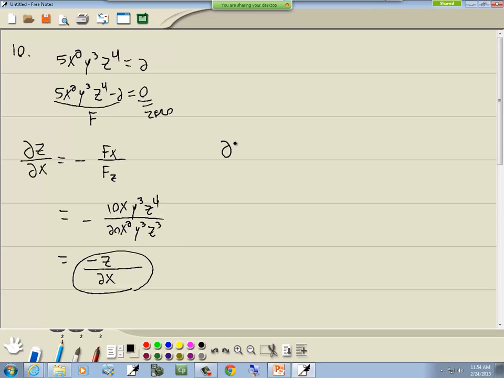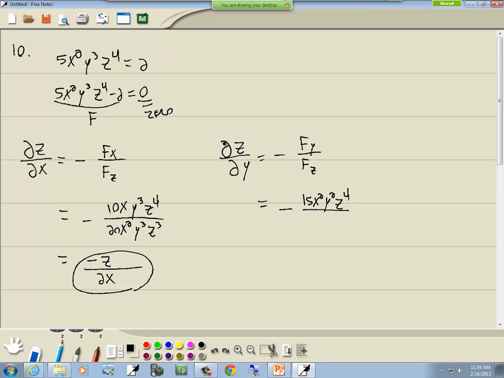Then I'll take the partial of z with respect to y. And that's going to equal the partial of f with respect to y over the partial of f with respect to z. Okay, so the derivative of this, the negative 2 again drops away. For the partial of this with respect to y, I treat the x and z like constants. The derivative of y to the third is 3y squared. So I'm going to have 15 x squared, y squared, z to the fourth.